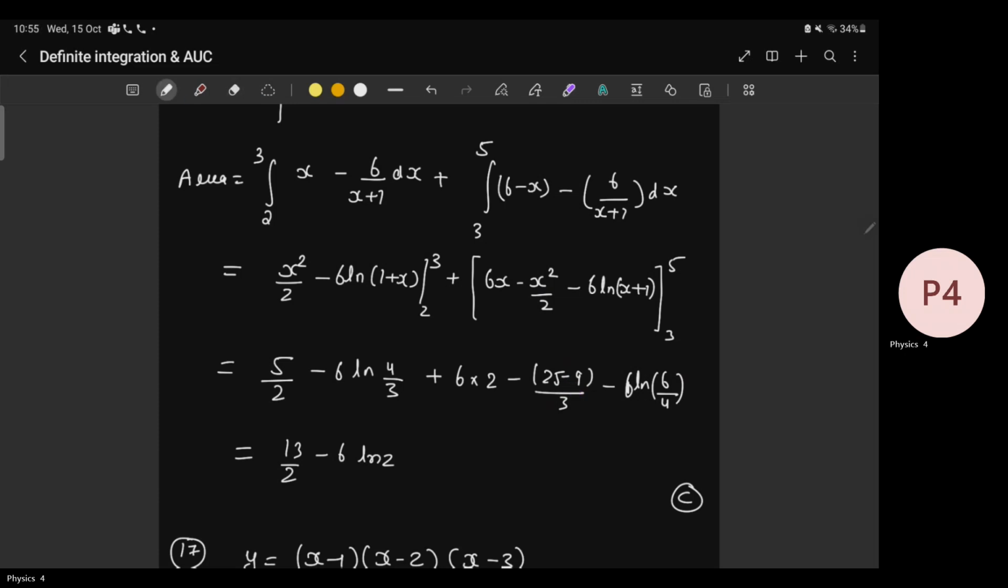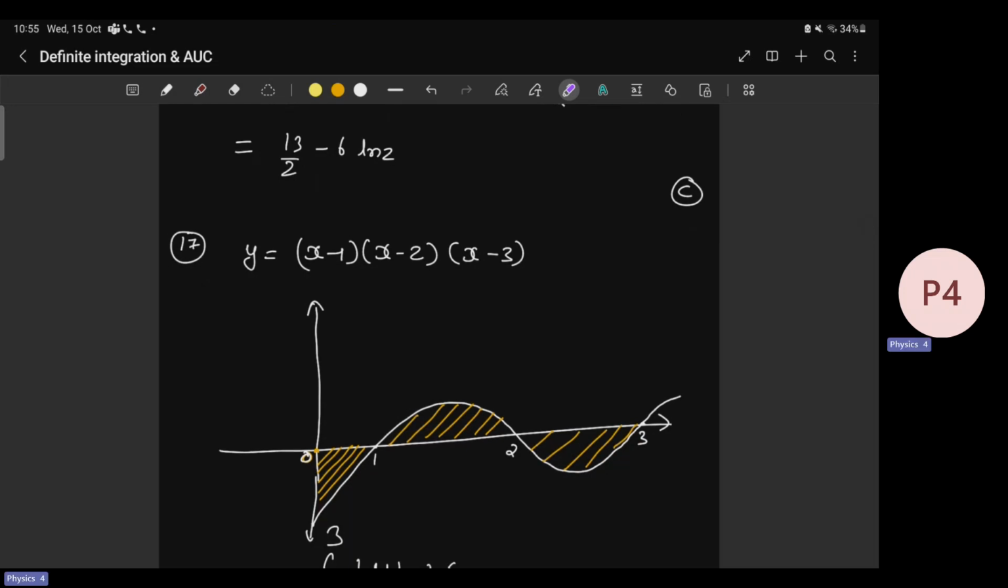minus 5 square 25 minus 3 square 9 divided by 2, minus 6 ln 6 by 4. Now if we solve this, this is 5 by 2. We will solve and we will get the answer 13 by 2 minus 6 ln 2. Option C is the correct answer.